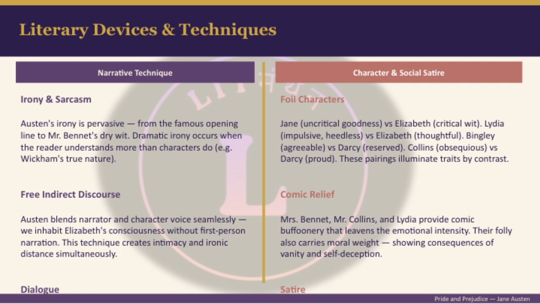Finally, dialogue plays a crucial role in character development. Austen's conversations are remarkably efficient. Just a few lines can reveal someone's social class, wit, or motivations. It's a powerful tool that makes her characters vivid and her social commentary sharp. All these elements, foil characters, comic relief, satire, irony, free indirect discourse, and sharp dialogue, work together to create a rich, layered novel that explores human nature and society with wit and insight.